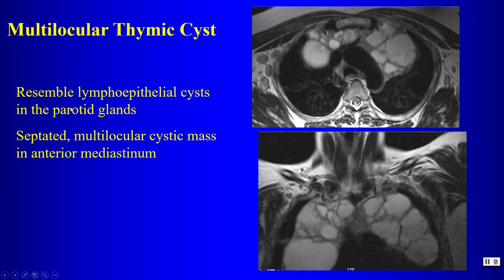This resembles the lymphoepithelial cysts that might be seen in the parotid glands in these patients, and a manifestation is septated multilocular cystic masses within the anterior mediastinum. So multilocular thymic cysts, cystic lesions in the anterior mediastinum, are something we might also see in patients who are HIV positive.